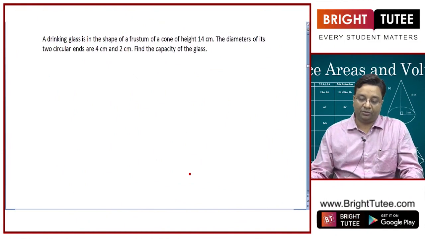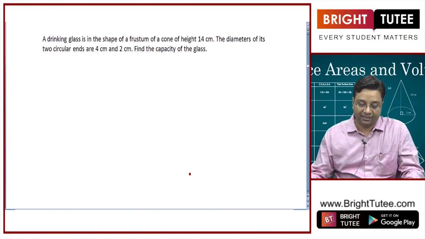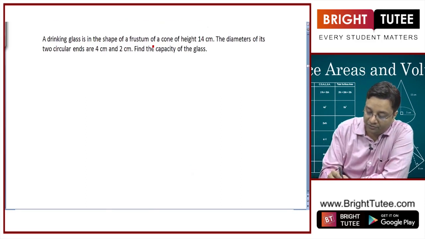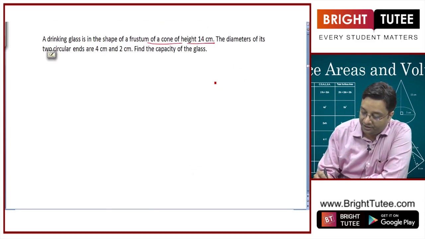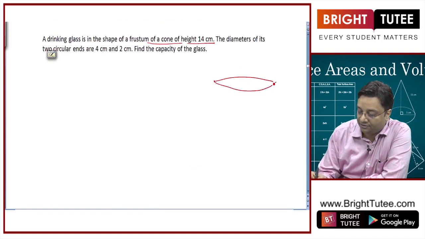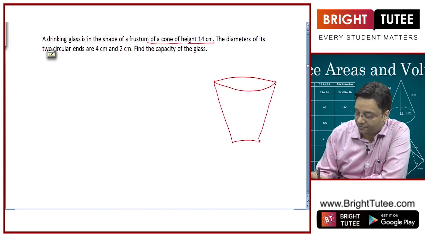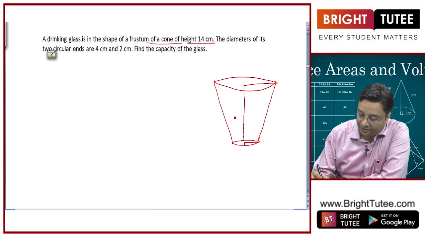So let us do some of the questions in the exercise here. A drinking glass is in the shape of a frustum of a cone of height 14 centimeter. There is this glass. What is the height of this glass? 14 centimeter.